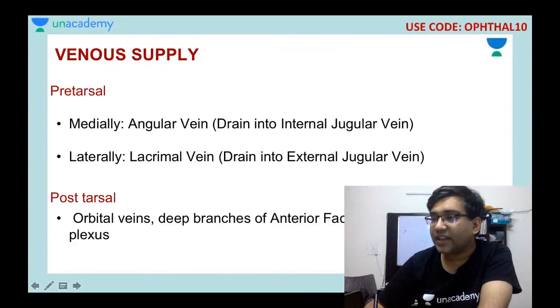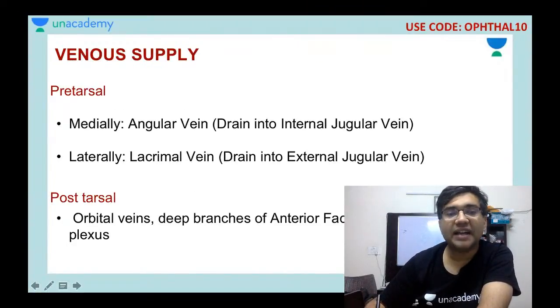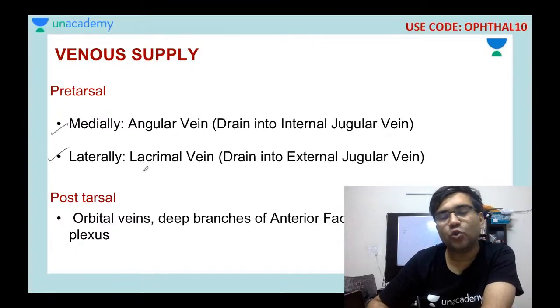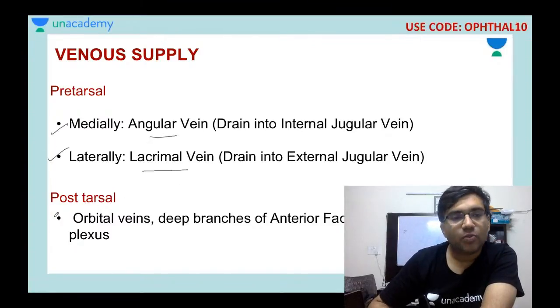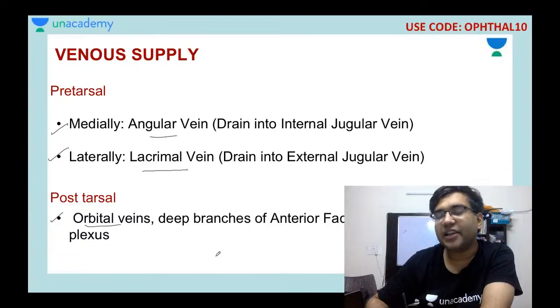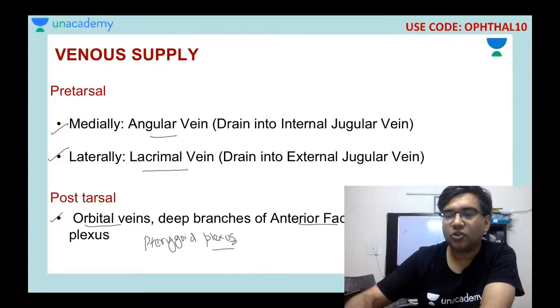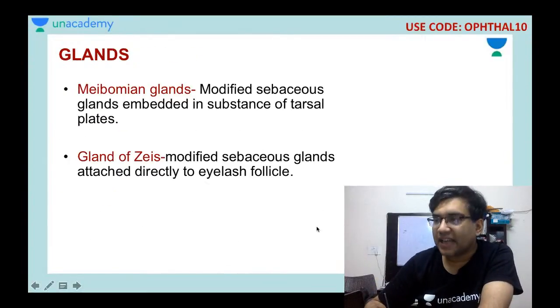Okay, what are the various venous supply of the eyelid? So pretarsal, they medially drain into the angular vein, and laterally they do drain into the lacrimal vein. Post-tarsal, they basically drain into the orbital vein, deep branches of the anterior facial vein, and the pterygoid plexus.